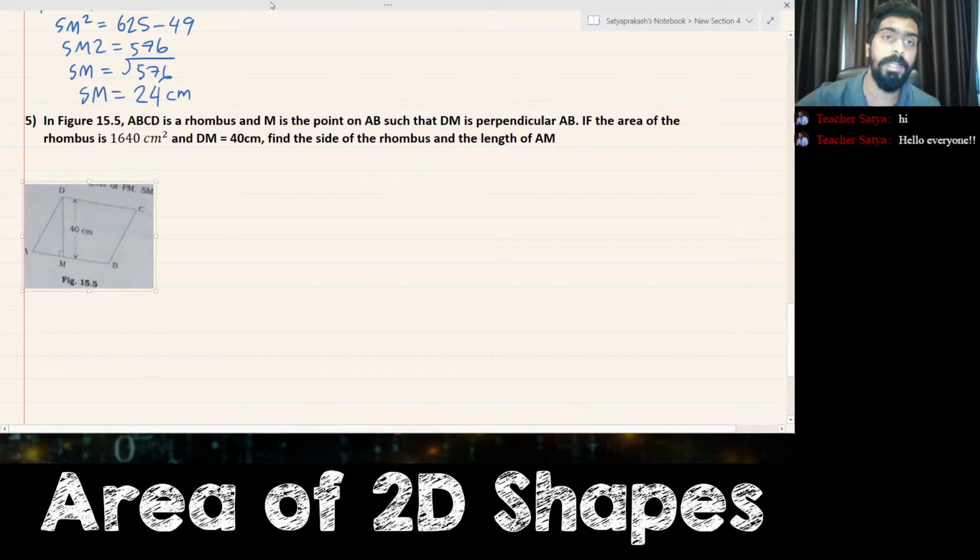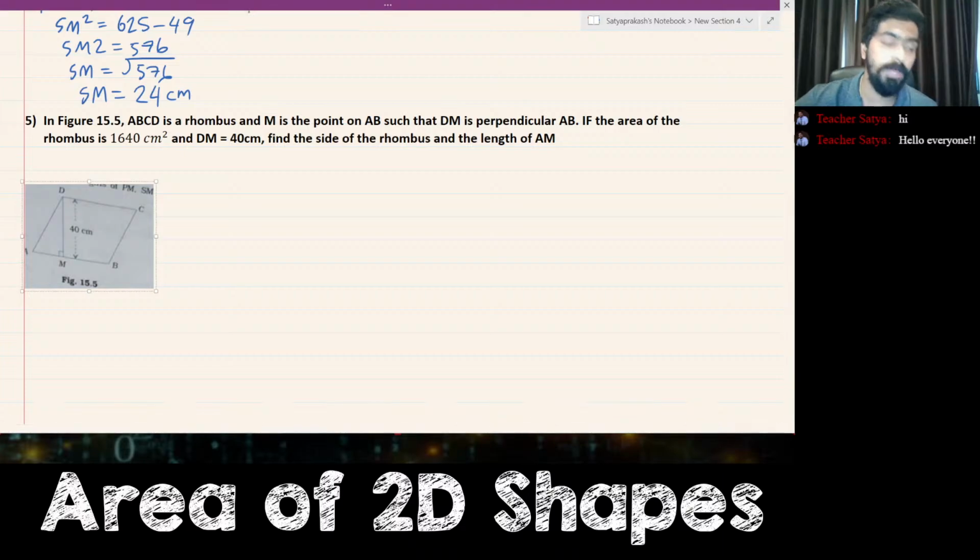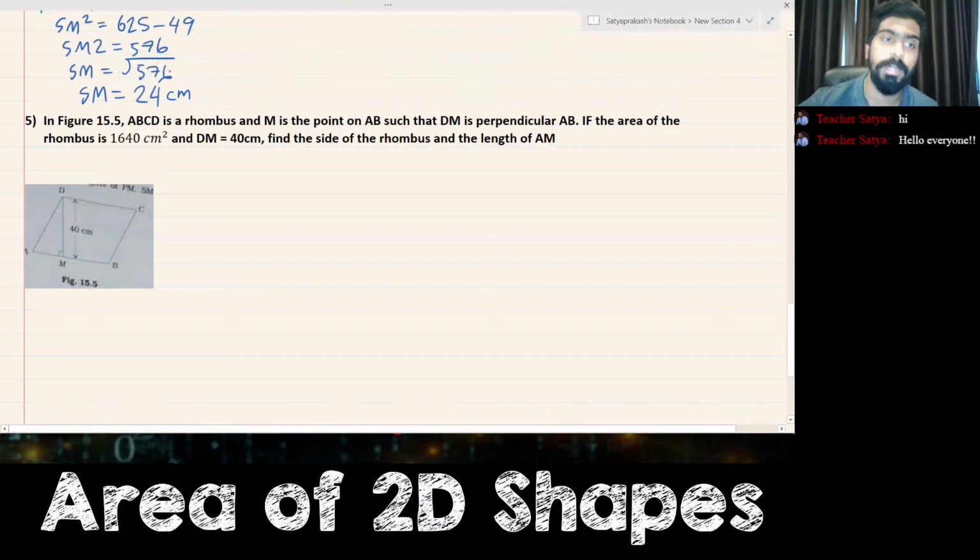All right, now let us go to the next question. In this figure, ABCD is a rhombus, and M is the midpoint. We know that the area is 1640 centimeter square, and DM is 40. All right, so this question would look something like this.